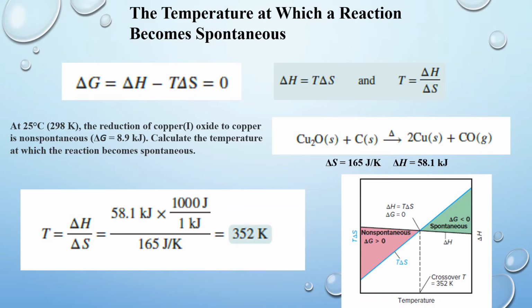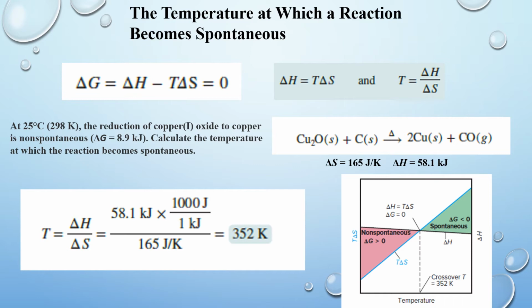As you just saw, if the delta S and the delta H of a reaction have the same sign, when they're both positive or both negative, a reaction can be spontaneous or non-spontaneous depending on the temperature. Based on that, we can actually calculate the temperature at which this reaction becomes spontaneous or non-spontaneous.